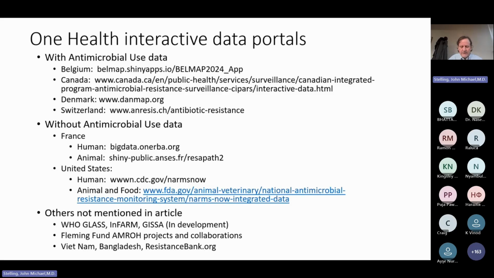It was 3 organizations, WHO, FAO, and what used to be known as OIE, now known as WOAH, the World Organization for Animal Health. It was 3 organizations. Now it's 4. So it's a quadripartite, including the UN Environmental Program. G simply means global. That way, if they decide to add 5 or 6, at least G covers it all. The Fleming Fund AMRO projects.